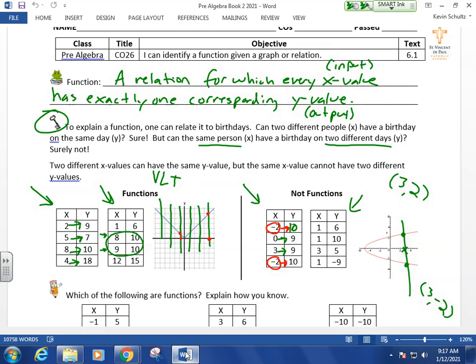Okay, this is the only time that we mention graphs, just in this little section here, just to introduce it a little bit. In algebra next year, we'll go a little bit deeper, but there's kind of your intro to it. Okay, questions so far? Okay, down below.